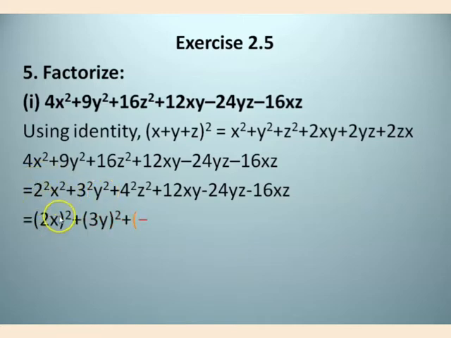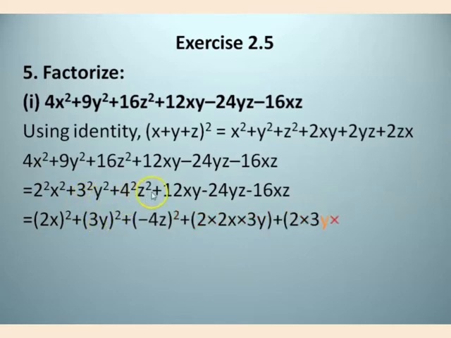This term is 2x the whole squared. 3 squared y squared is 3y the whole squared. 4 squared z squared is minus 4z the whole squared. So why are we writing like this? See, here we have x, y terms. Both the terms are positive. So the x term and y term is positive. In the place where you get z, you have negative signs here. So we are taking the z term as negative. That's why we have written here as minus 4z the whole squared.